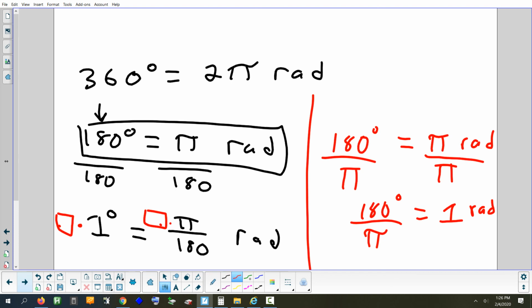Now, what if you wanted a formula for 2 radians? What would you do to both sides? Double each side. If you did a times 2 here, and a times 2 here, now it would say 1 times 2 is 2 radians equals, and then you do out this calculation on the left. What if you wanted a formula for 6 radians?